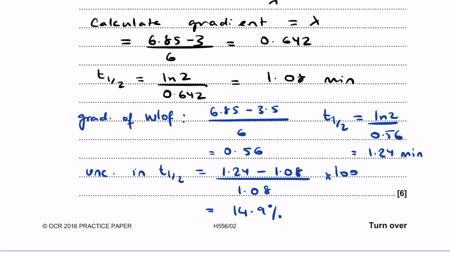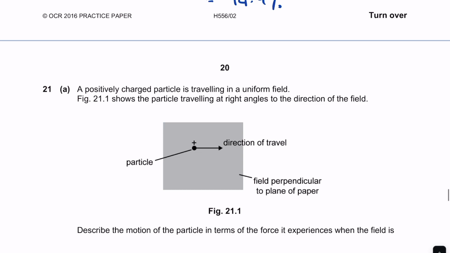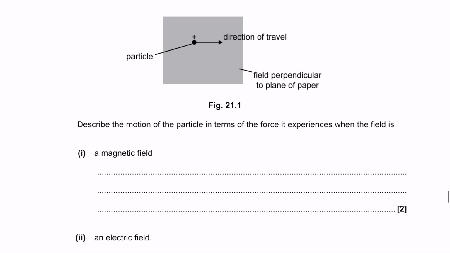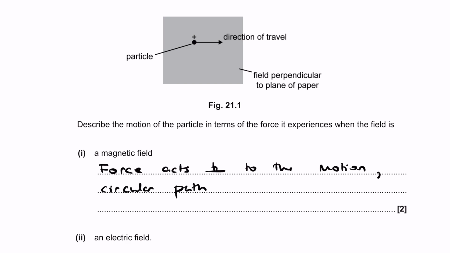All right, so that is my uncertainty value here. Okay, let's move on to question number 21, which says that a positive charged particle is traveling in a uniform field. Figure 21.1 shows the particle traveling at right angles to the direction of the field. Describe the motion of the particle in terms of the force it experiences when the field is magnetic. Okay, the force is going to be perpendicular, and it will be following a circular path.